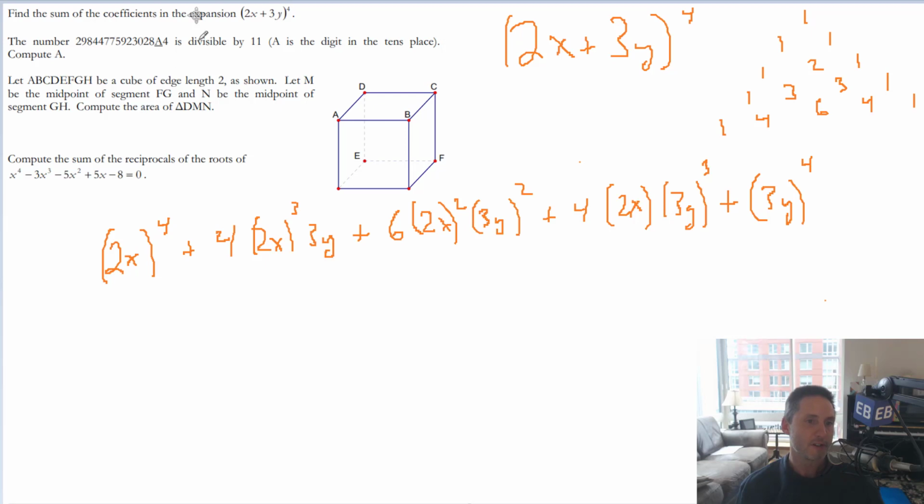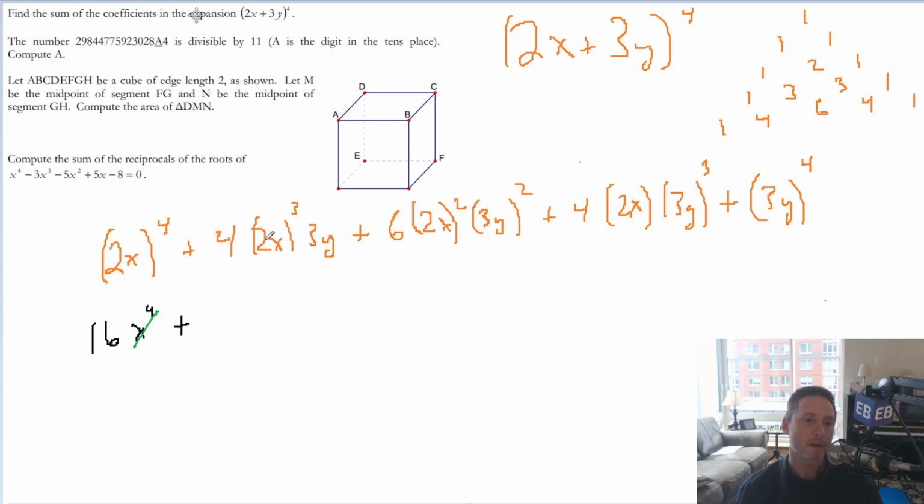We need to add up the coefficients, so actually these variables aren't going to matter that much. Our first term is going to be 16x to the fourth, but this x to the fourth really isn't going to matter that much. We can almost assume that x is 1 and ignore it. We're only adding up the coefficients. All right, back to black.